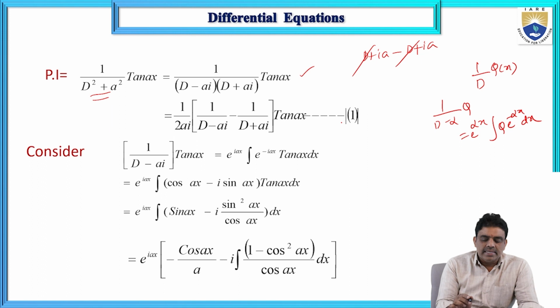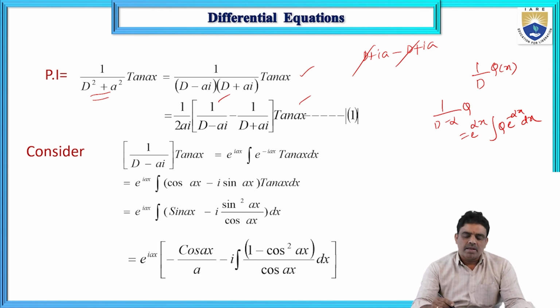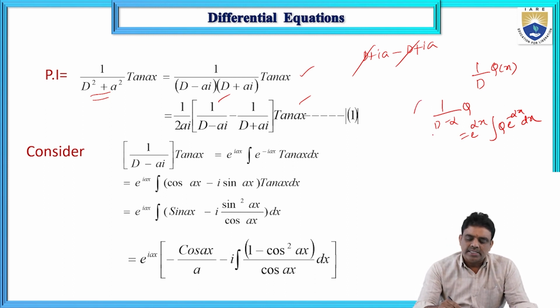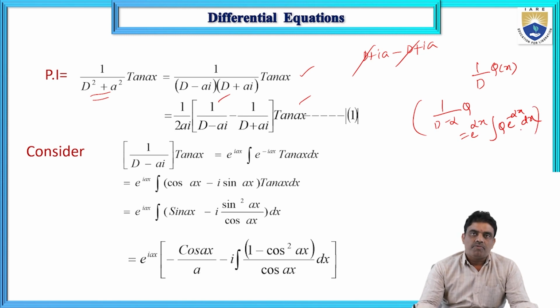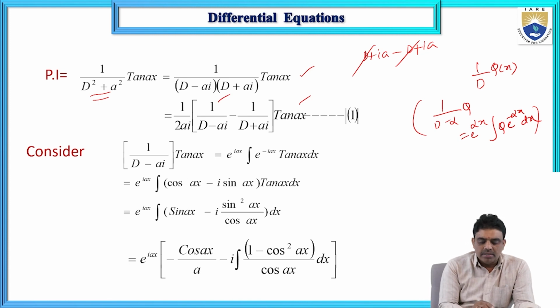Now, to calculate this, first I consider 1 by (D minus ia) of tan ax, the first part. So, what is the formula? 1 by (D minus alpha) of Q is equal to e power alpha x into integral of Q into e power minus alpha x dx. So, to apply this formula, I write 1 by (D minus ia) of tan ax. So, here alpha is ia.